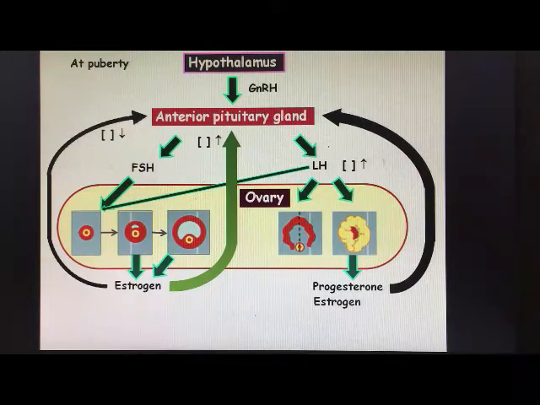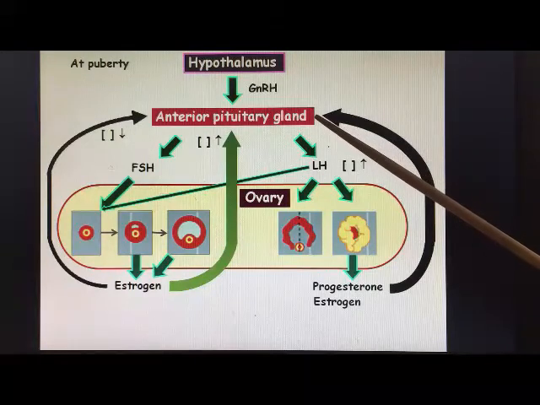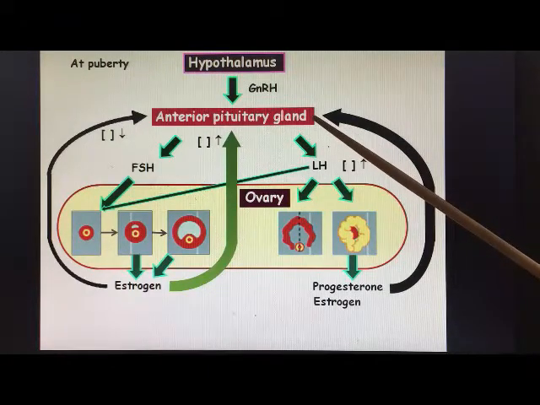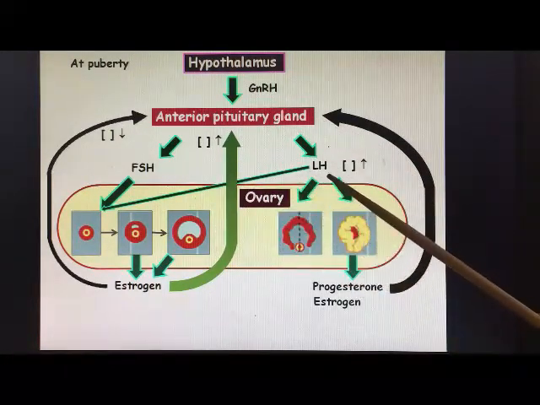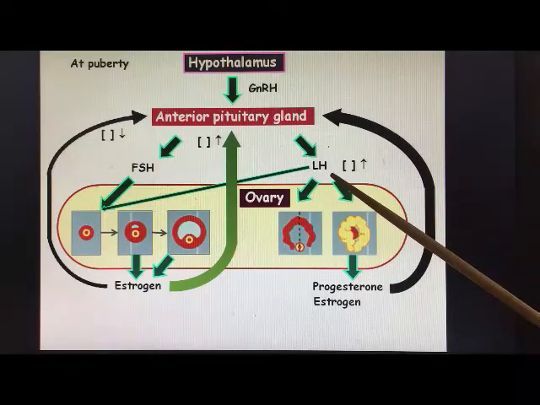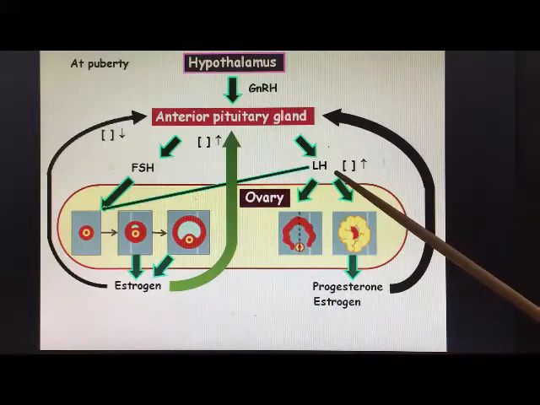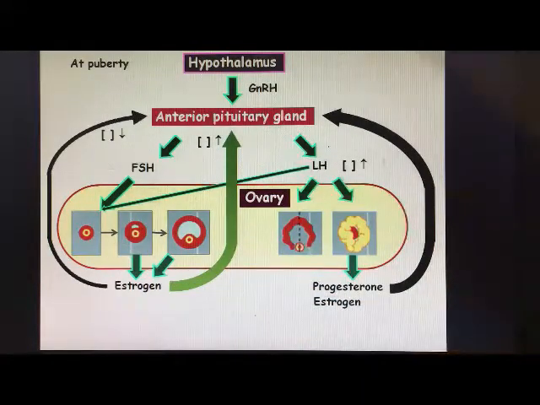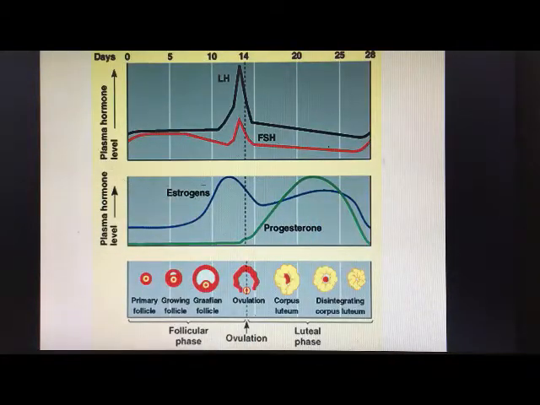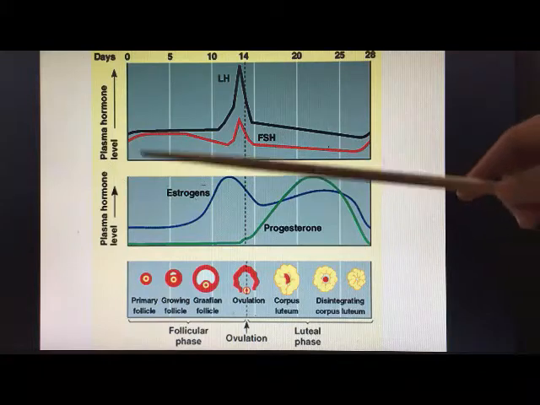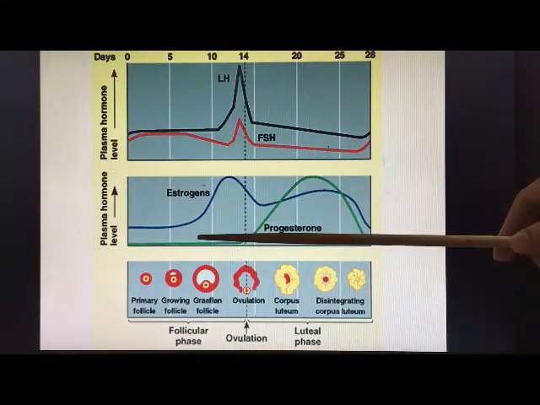So a high level of progesterone and estrogen exerts a negative feedback on the anterior pituitary gland, causing it to secrete less FSH and LH. So that means after the formation of corpus luteum, the level of FSH and LH will reduce to prevent another follicle from being developed. So now you can see this graph showing the relative levels of 4 different hormones.